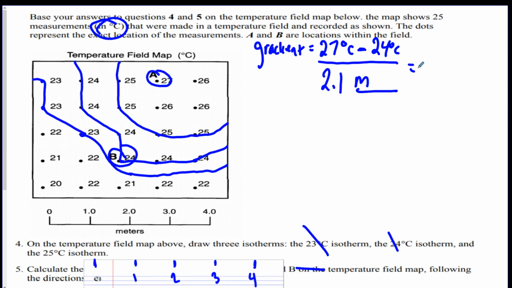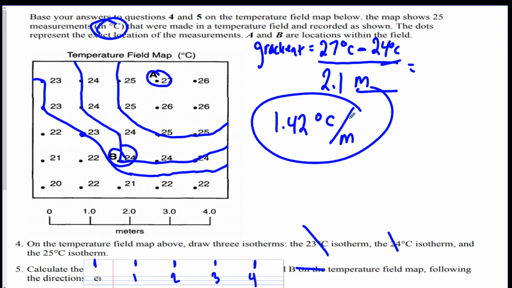So just solve my question. 27 minus 24 is 3. And we're going to divide 3 by 2.1. I'm getting, it looks like, 1.42. My top unit's degrees Celsius and my bottom unit is meters. So there's my gradient, 1.42 degrees Celsius per meter. What this is saying is that every meter that you travel on this map, the temperature changes by 1.42 degrees Celsius. The change is 1.42 degrees Celsius per 1 meter that you go.